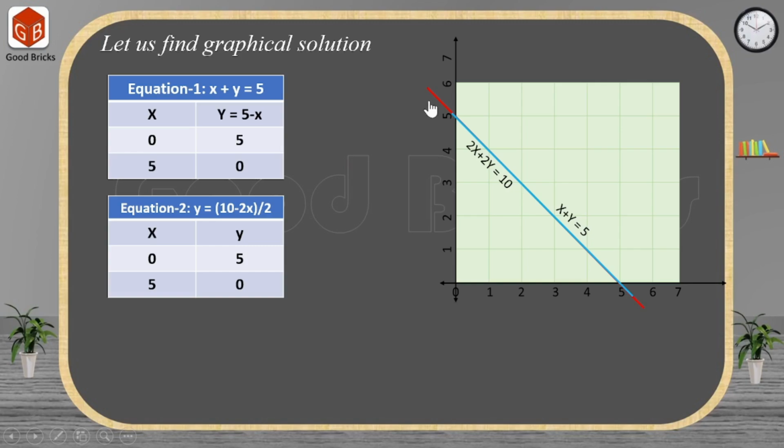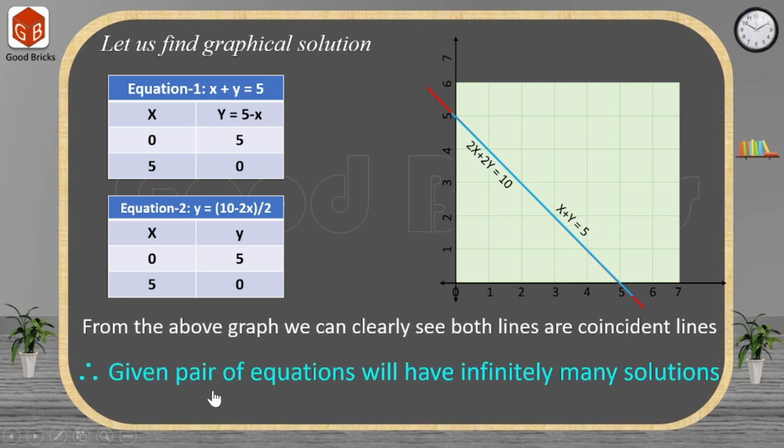and dependent. You can see here on the graph also, if you plot these coordinates on the graph, you will find the lines as shown here on the screen. And from this, you can clearly say that these two lines are coincident. So finally, the conclusion is that the given pair of linear equations will have infinitely many solutions.